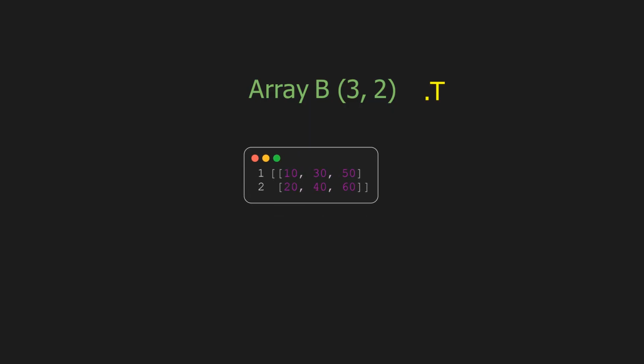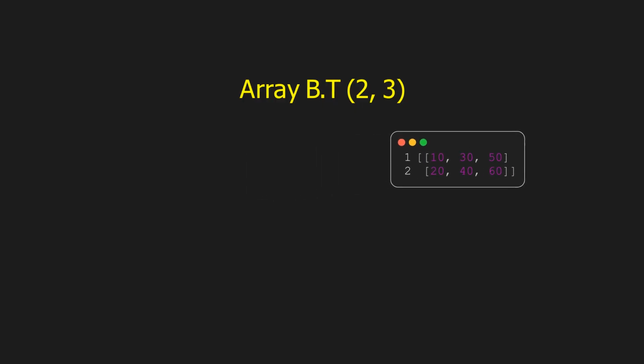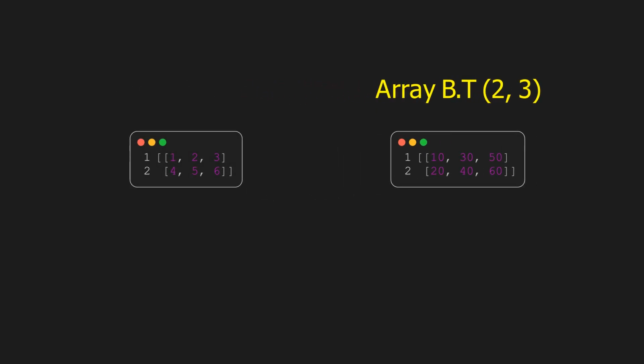The first column, 10, 30, 50, becomes the first row. The second column, 20, 40, 60, becomes the second row. Now the shape of B.T is (2, 3). Let's bring array A back. Shape (2, 3). Now the dimensions align perfectly. (2, 3) matches (2, 3).